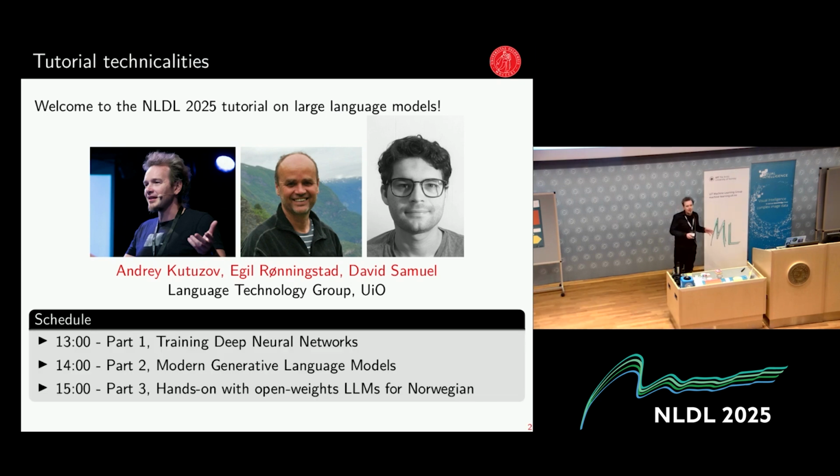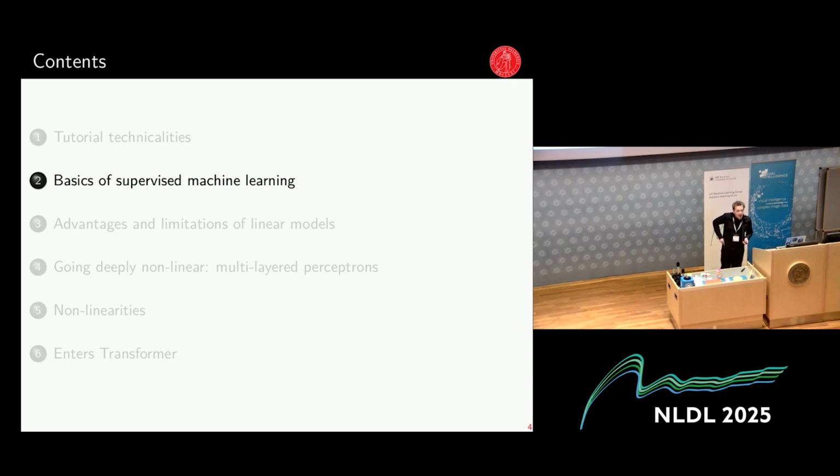Right, so the tutorial will be composed of 3 parts. We are now at the first part, where I will introduce the basic concepts of supervised machine learning and deep neural networks, the concepts which are necessary to move on to the second part, presented by David. So the second part will start at 2 sharp, I hope. This part will be dedicated to generative language models per se, so the models which will use the concepts from the first part.